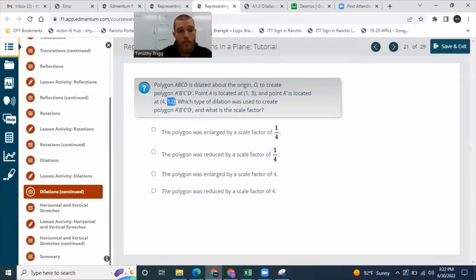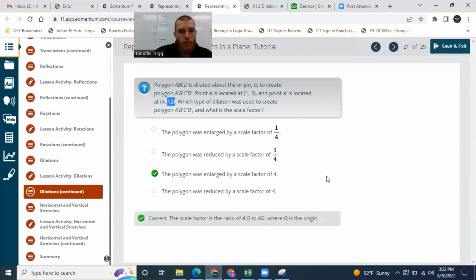All right, so our scale factor, our n, is 4. Would that be an enlargement or a reduction? Well, that's an enlargement, isn't it? So the polygon was enlarged with a scale factor of 4. Simple, simple.